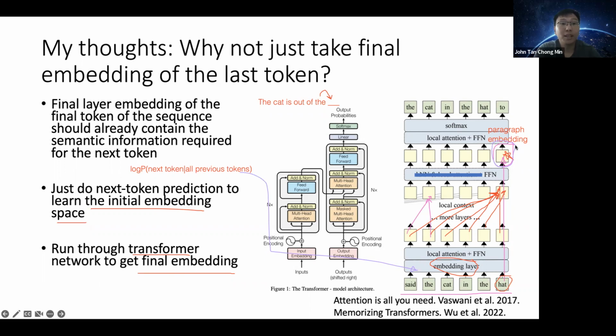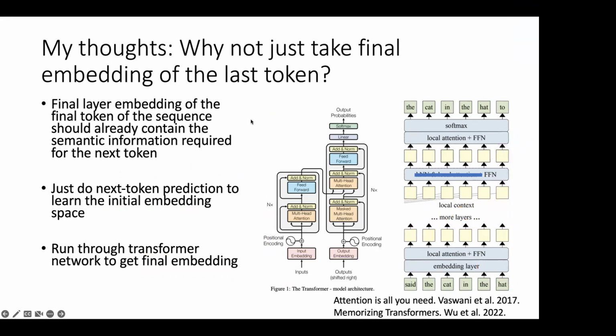So maybe that's why they use contrastive learning, because you can't really do next sentence or next paragraph prediction. It's just too many tokens to predict. But you can use contrastive learning to tell the model, okay, these two sentences are similar, or these two sentences are not similar.